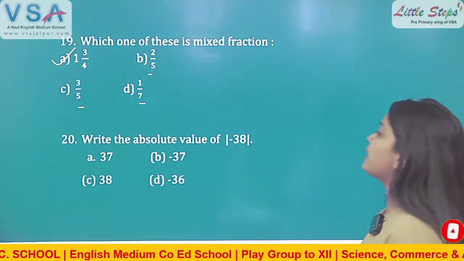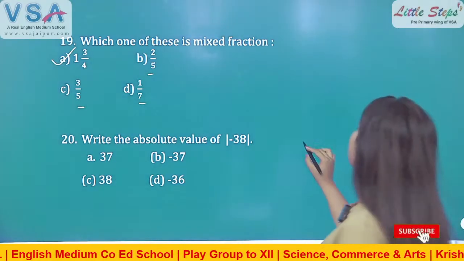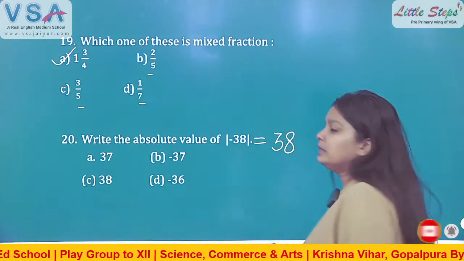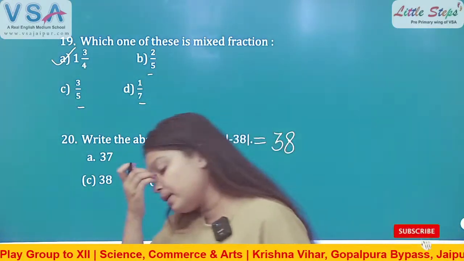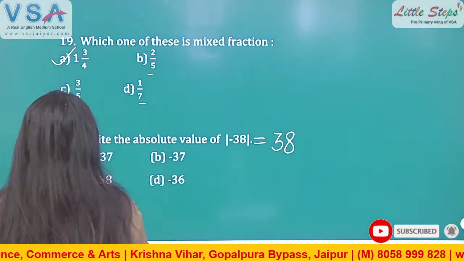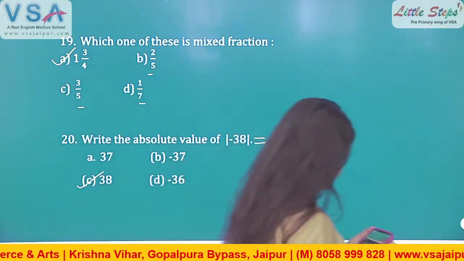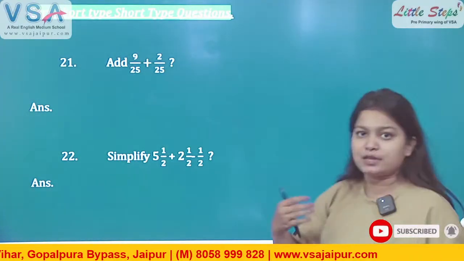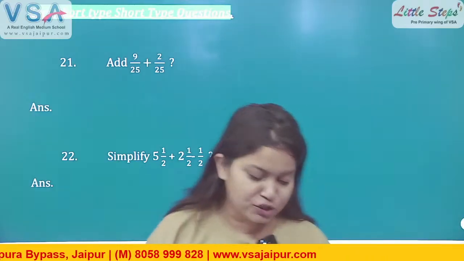20th MCQ, write the absolute value of minus 38. Minus 38 will become 38. As we all know, the perpendicular lines make the number a positive integer. So we have 38, option C is the correct answer. So this is all about the MCQ part, that is, multiple choice questions.